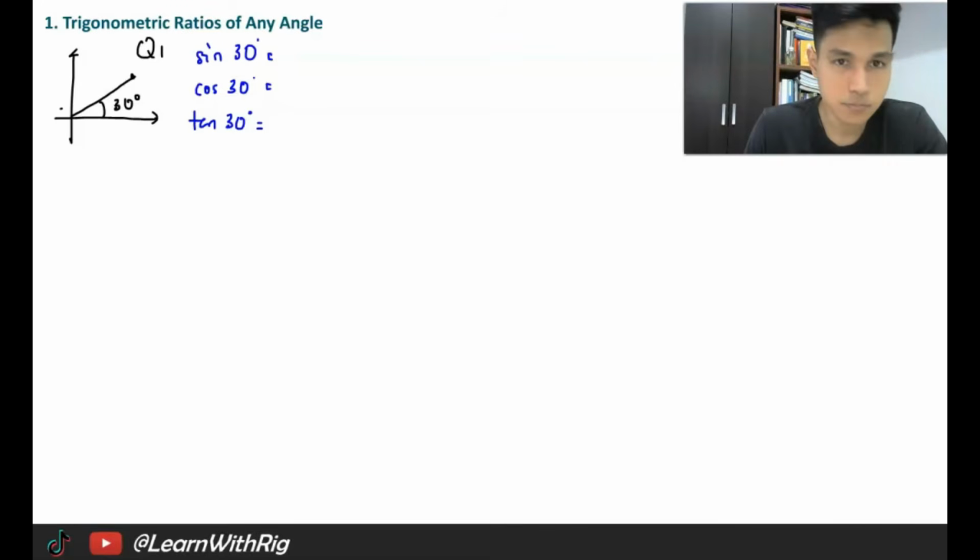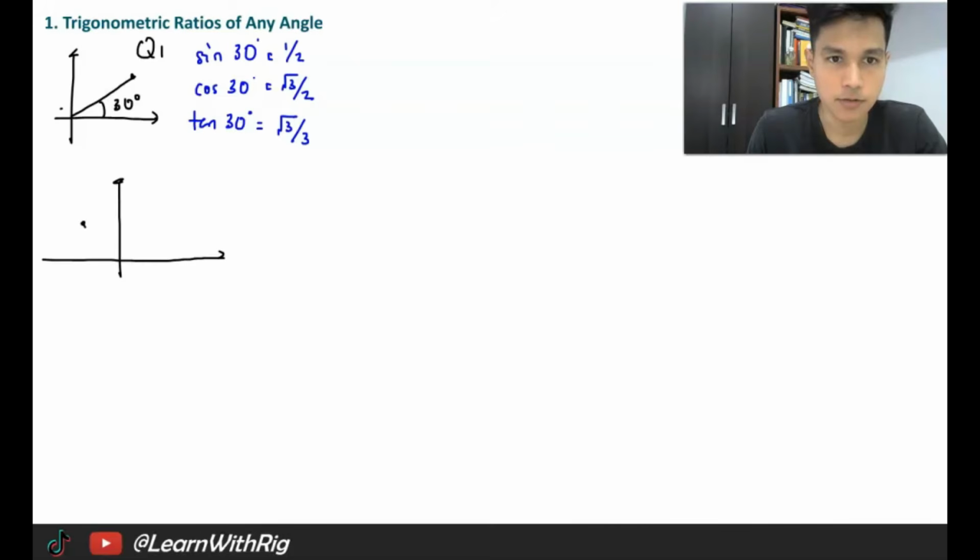So you will get sine 30 is 1 over 2, positive 1 over 2, and then cos 30 is square root 3 over 2, and then tangent is square root 3 over 3. Okay, this is the first quadrant. Now, what if you are now in the second quadrant? So let's say like this. I give you, okay, now we got an angle here.